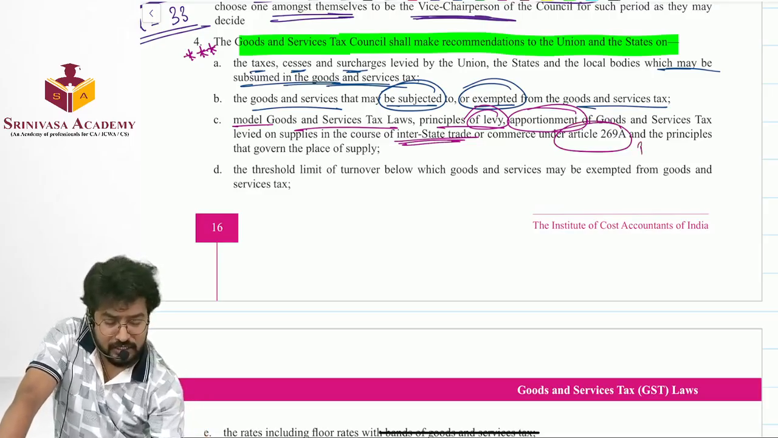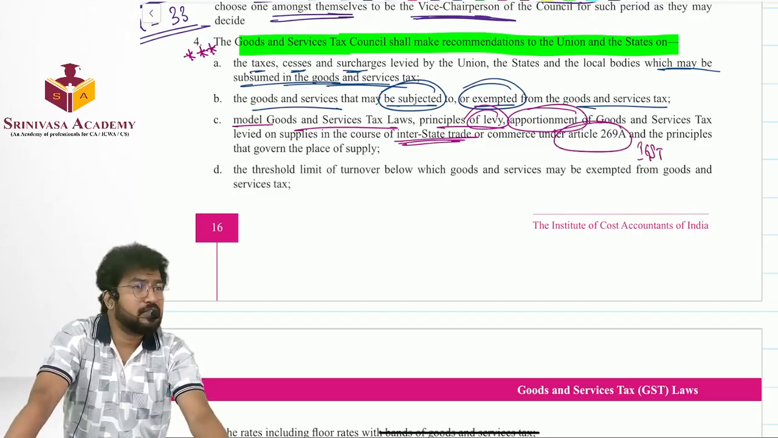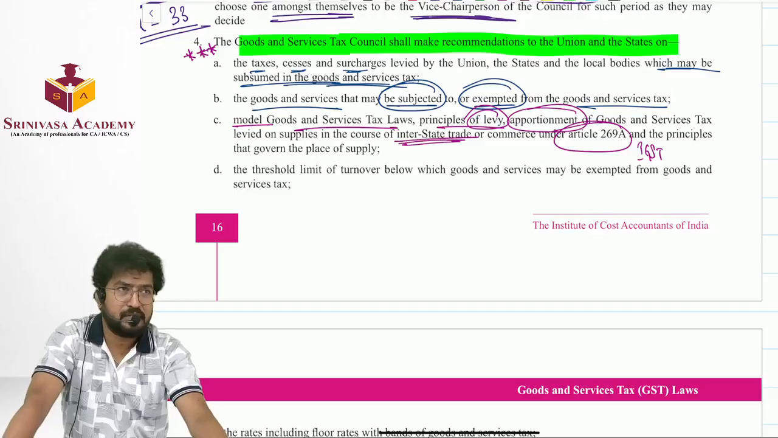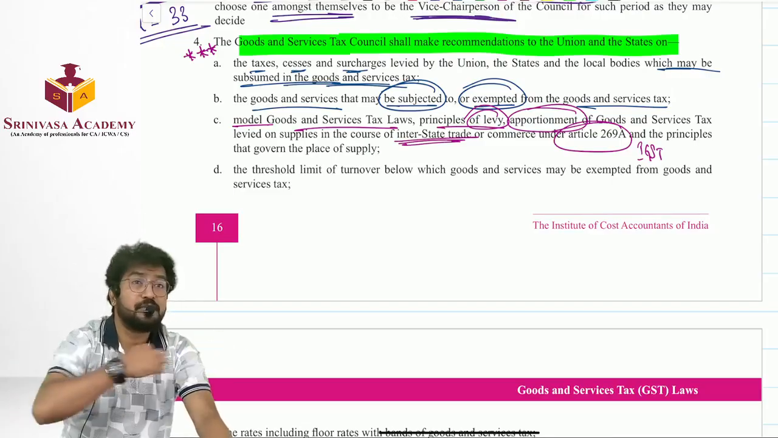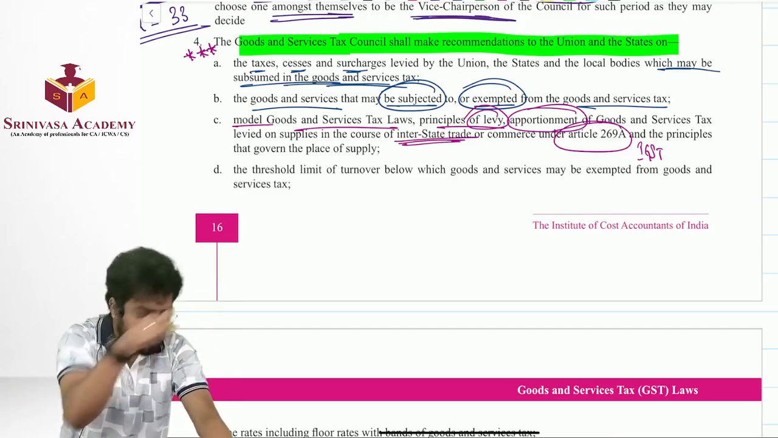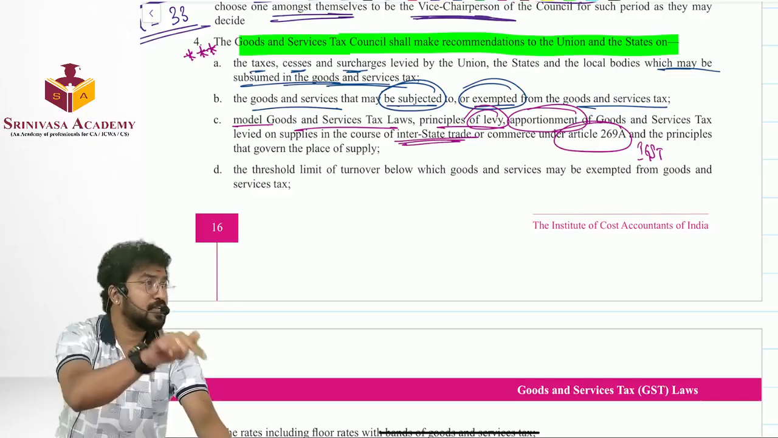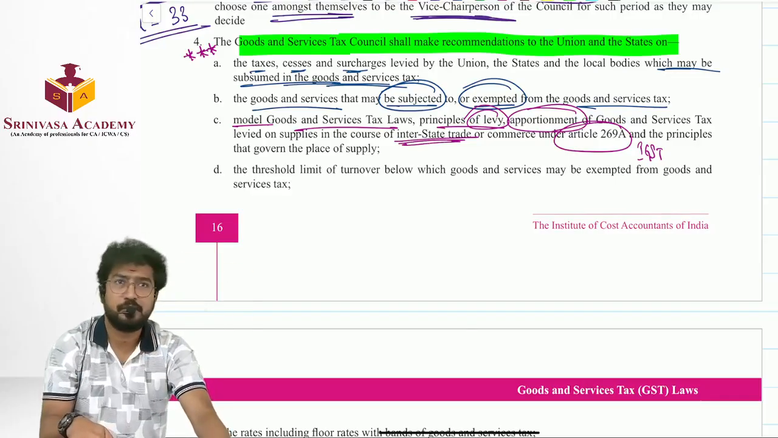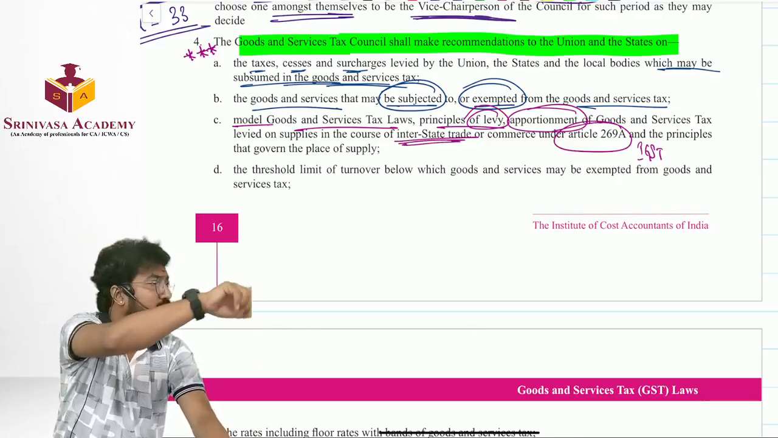Article 269A talks about IGST. IGST will be levied by whom? Central government. Collected by whom? Central government. But it will be apportioned between center and state, 50%, 50%. How much we should share? GST Council will recommend. Who should get the share? Depending on place of supply. Destination based tax, do you remember? Where the destination is, the state should get revenue. All these matters, who will discuss and finalize?